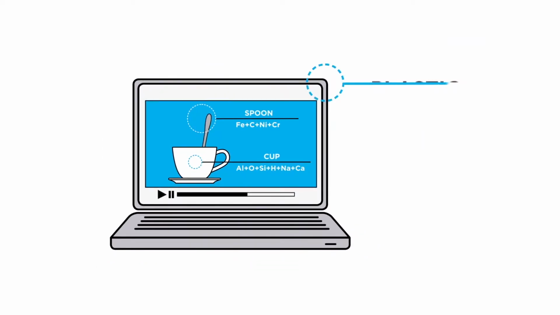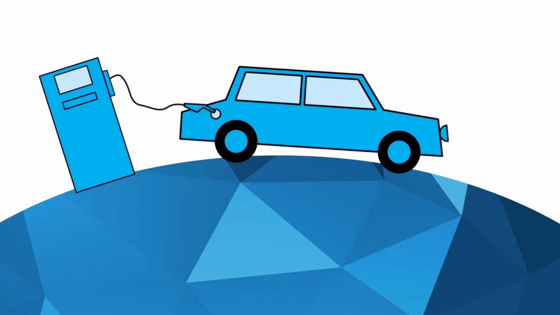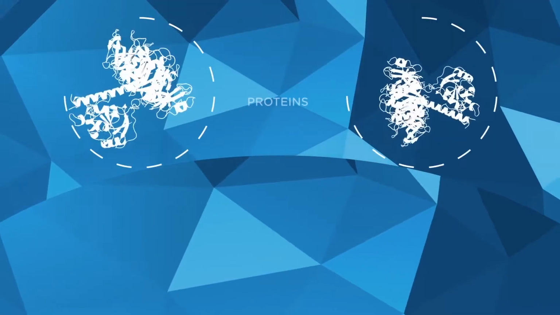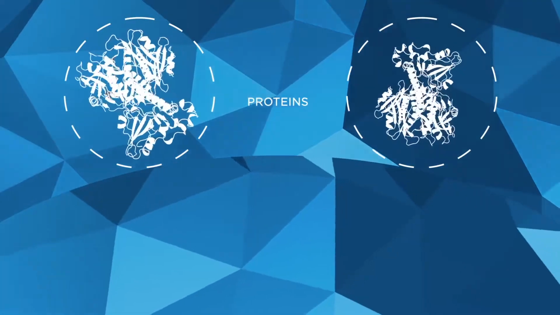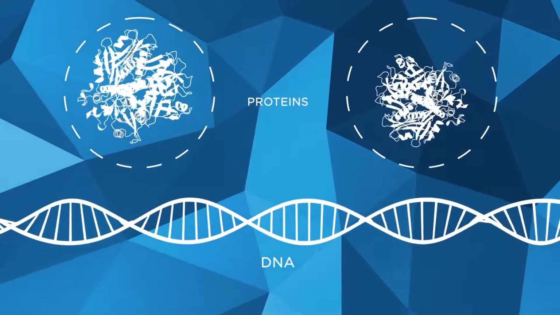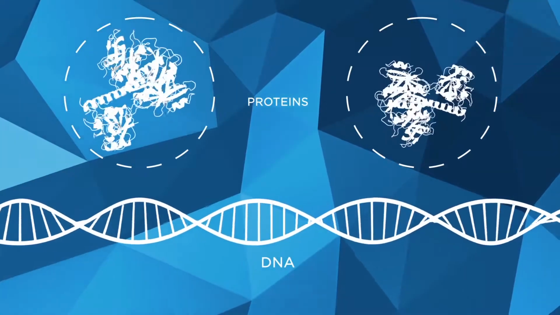The plastic our computer is made of. The rubber on the tires of our car and the gasoline that makes it run. Proteins. DNA. Everything around us and inside us are atoms that combined.